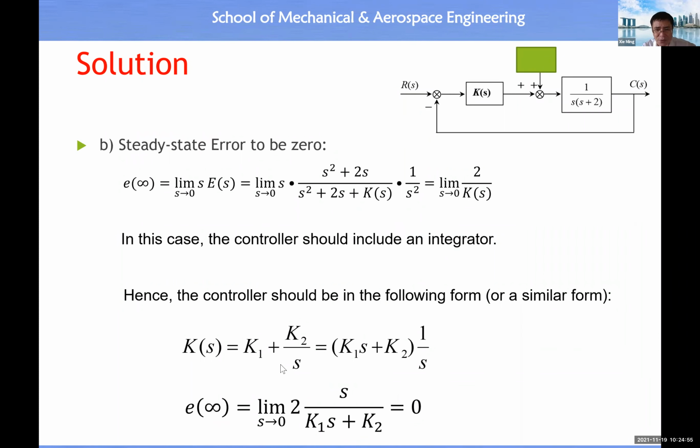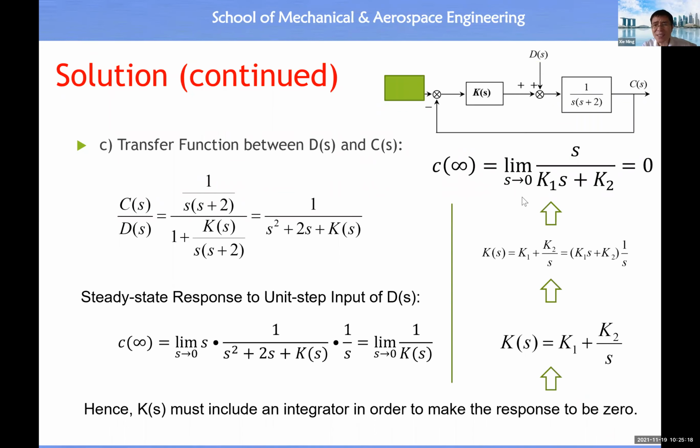So merge these two together, you have this one, then you compute the inverse of this one, then you get S divided by this, okay? Then with S equal to zero, you see this S divided by anything becomes zero. So you see a magic result, okay? So you can choose any value for K1, K2, you will get this answer, okay? Zero error, okay?